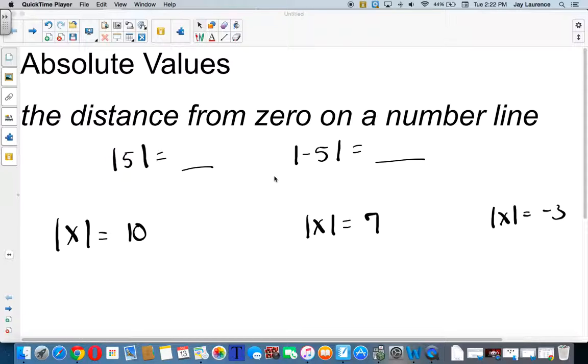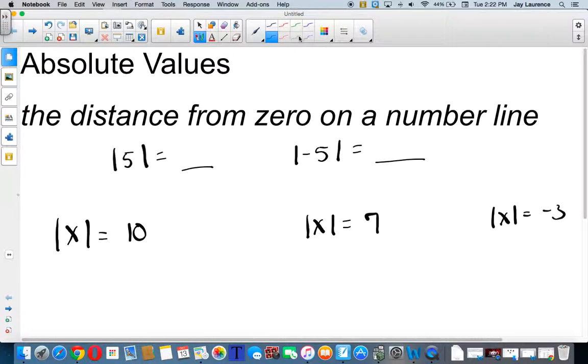All right, absolute values. Remember, in class, Chris Contra defined absolute value as the distance from zero on a number line. I love that definition. That's what we're going to use. And in class, we had decided that the absolute value of 5 was 5. Why? Well, because I'm asking you how many spaces from 0 on a number line is 5? Well, it's 5 spaces away.